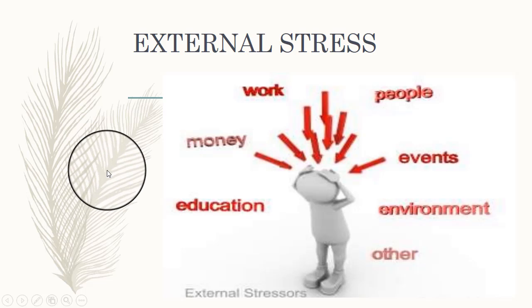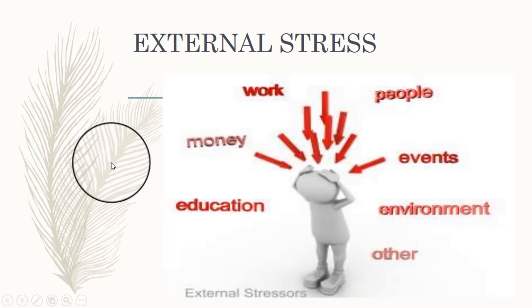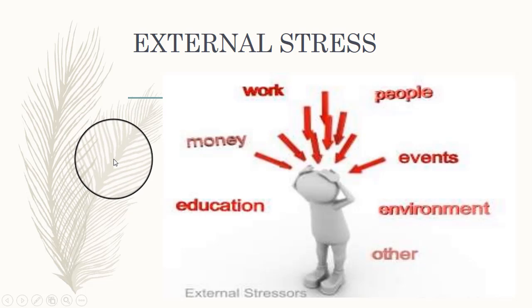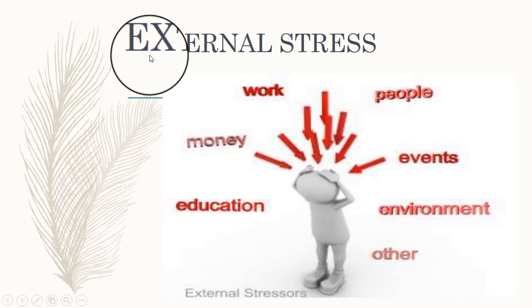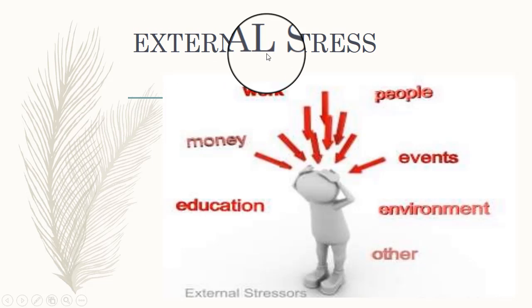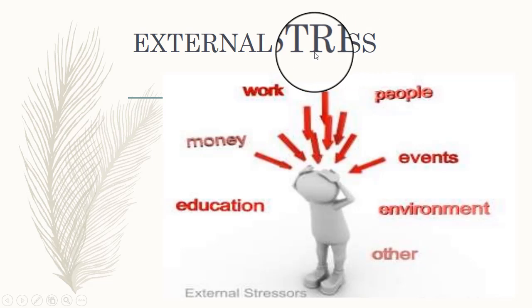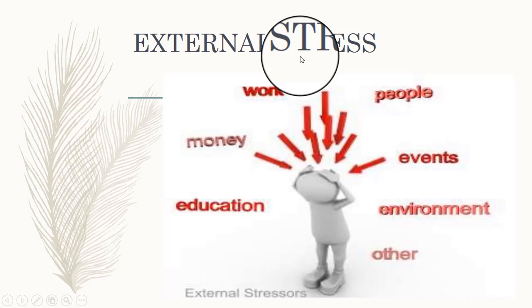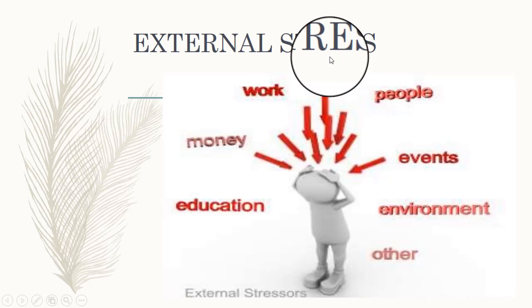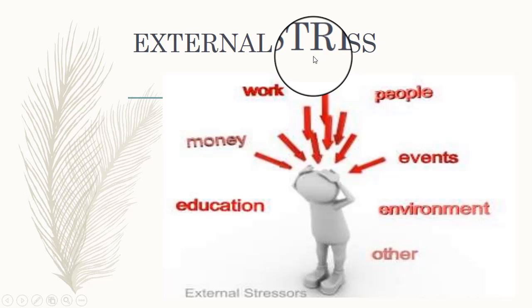Each of these occurrences are links that add up to form a chain that's known by health professionals as the stress reaction cycle. So, the first step, the first stage, you can say, is external stress. So, what does it mean? What role does it have in stress?